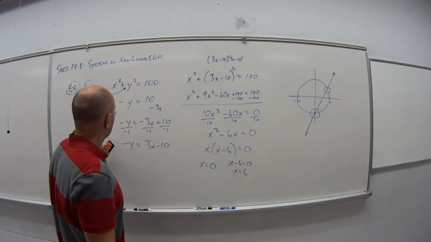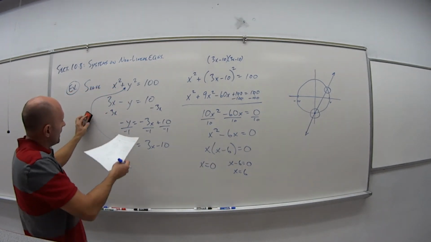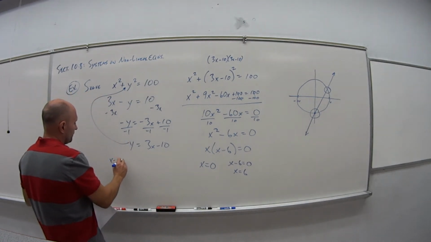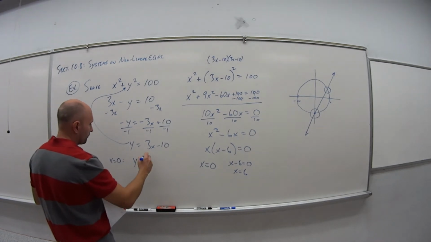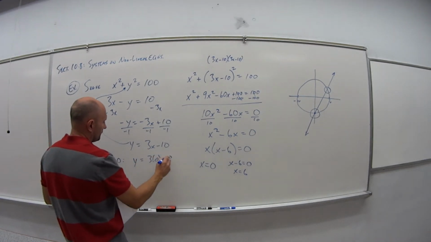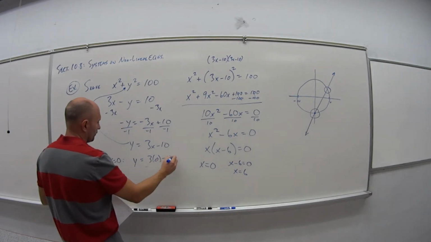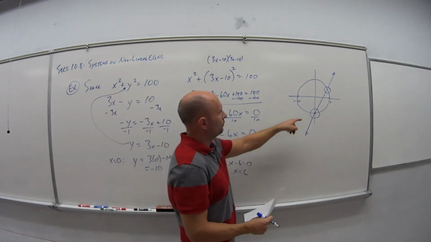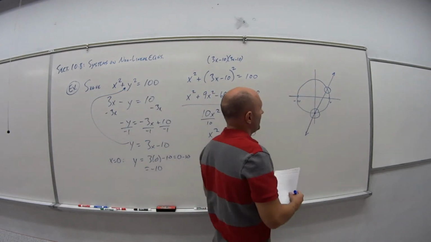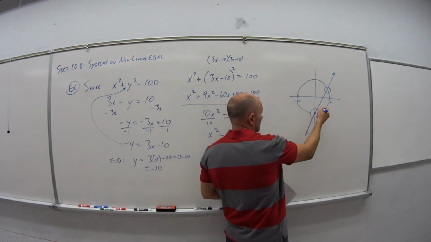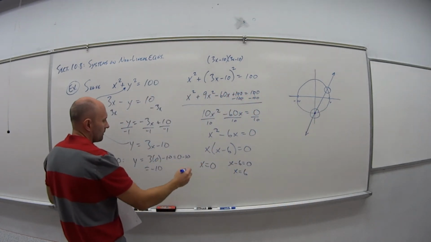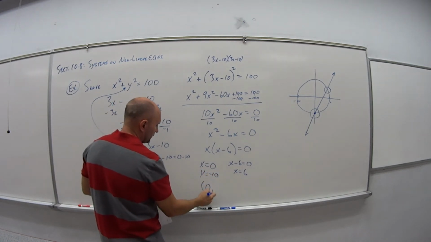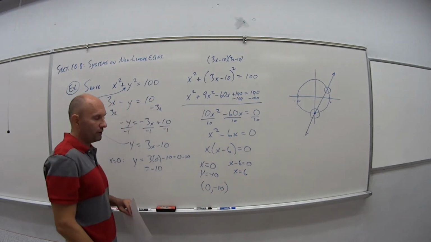Now plug that back into either equation. I'm going to use the second equation here. When x equals 0, I get y is equal to 3 times 0 minus 10, which is 0 minus 10, which is negative 10, which we expected, right? Because we knew this was a circle with radius 10, and we knew that one of the intercepts was at 0, negative 10. So one of my solutions is x is 0, y is negative 10, which written as an ordered pair would be 0, negative 10.